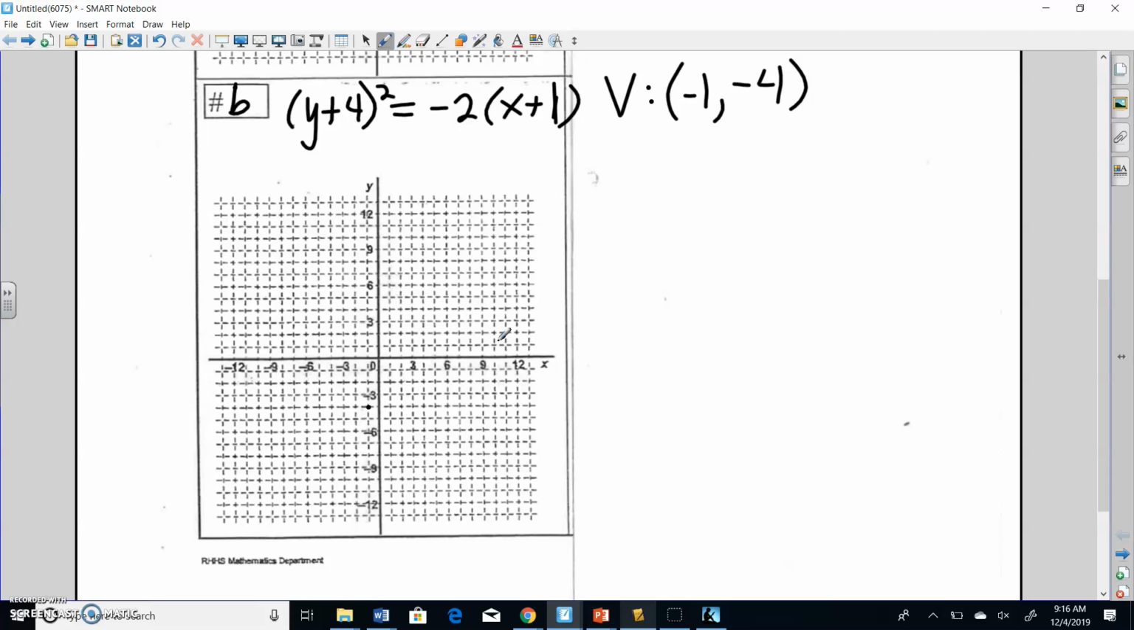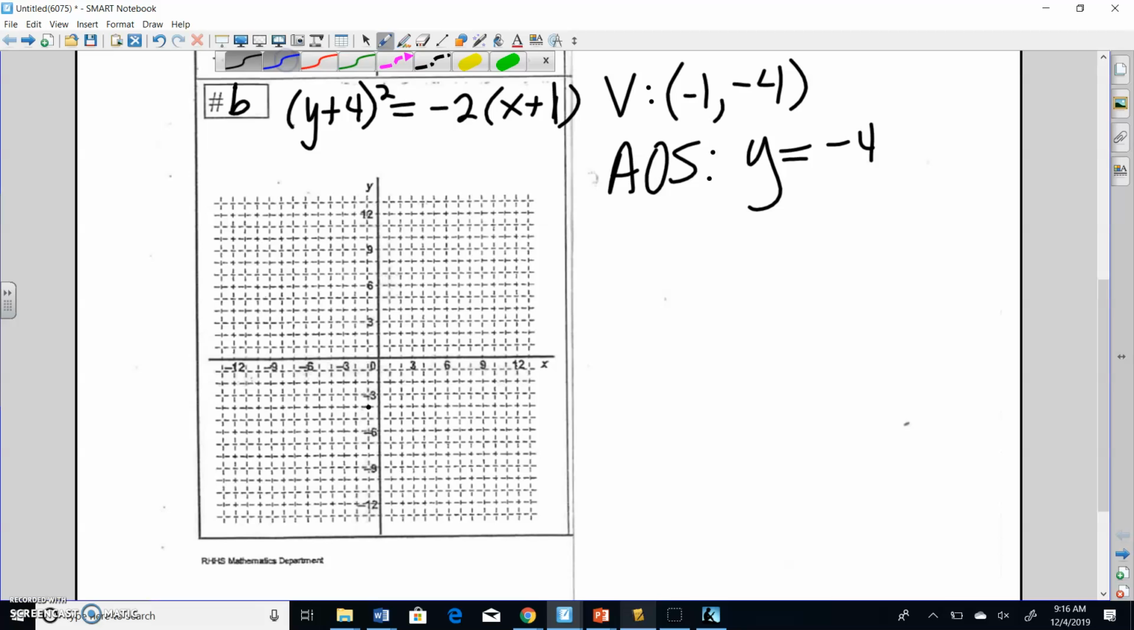So we can go ahead and plot that point, negative 1, negative 4. And our axis of symmetry is different. Remember, it's because this is a horizontal one, it's going to open right or left because the y is squared. So the axis of symmetry is y equals whatever the y coordinate is for our vertex. So our axis of symmetry, y equals negative 4. And so we can go ahead and plot the dashed line, and it's going to be horizontal. For a horizontal graph, our axis of symmetry is horizontal. For a vertical graph, it's vertical.